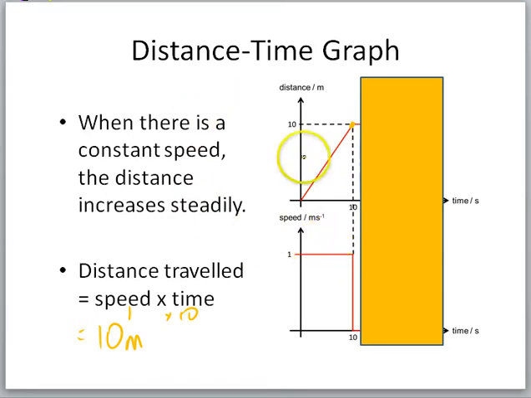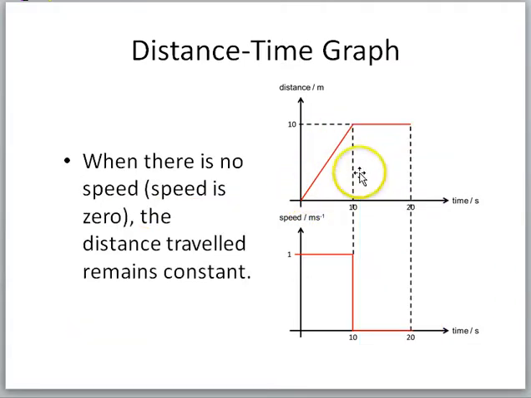This is how we can plot when the speed is constant. When the speed is constant, the distance increases steadily, so you'll see a very nice straight line over here. Now, when there is no speed, which means the speed is 0, the distance traveled remains constant. Just think of it: if I'm not moving, is my distance going to increase or decrease? Definitely not. It's just going to remain the same. So when the speed is 0, the object is not moving, and the distance remains at 10 meters traveled.